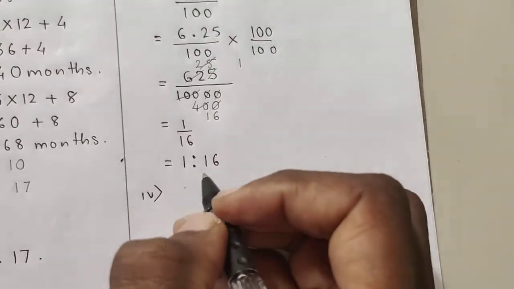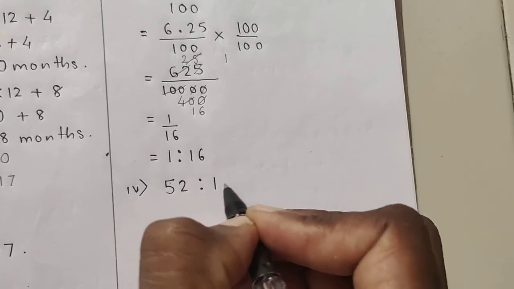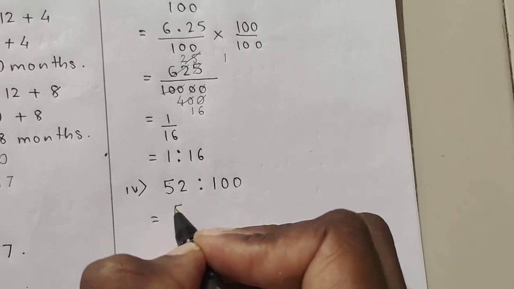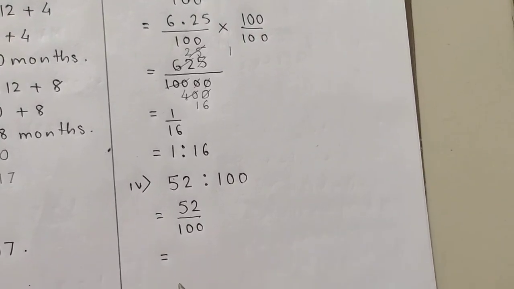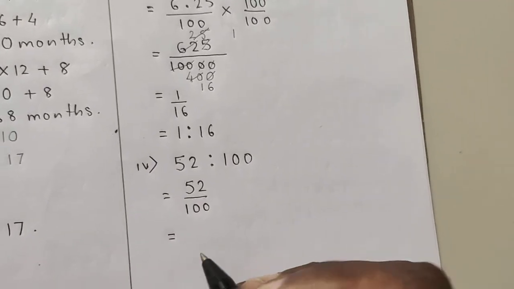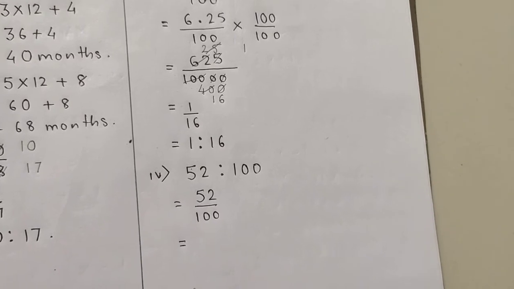Now let us solve the fourth one. In the fourth one your question is 52 is to 100. This is nothing but 52 upon 100. You can do cancellation by 4 and write your answer. This you are going to do on your own.